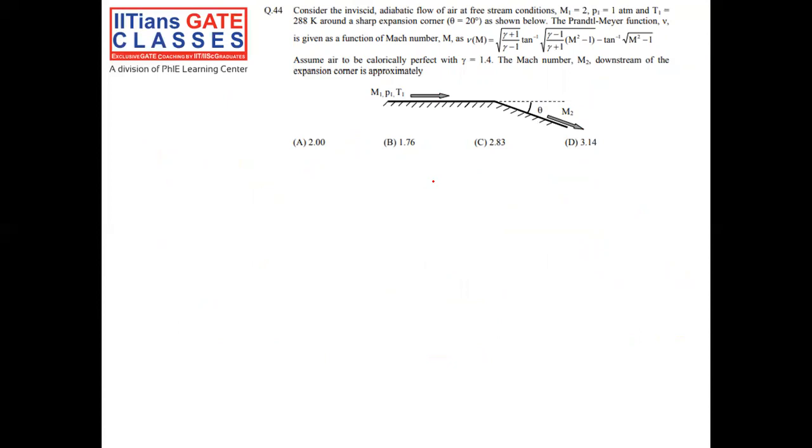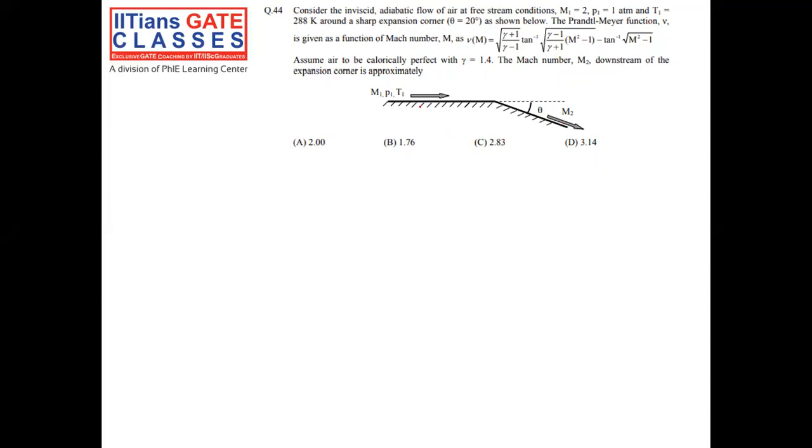Consider a flow through an expansion corner for which the conditions are as follows: M1 is 2, P1 is 1 atmosphere, T1 is 28 Kelvin, around a sharp expansion corner, theta 20 degree, as shown below. The Prandtl-Meyer function nu is given as a function of Mach number by the following expression, and assume air to be calorically perfect with gamma 1.4. The Mach number M2 downstream of the expansion corner is approximately which of the following.